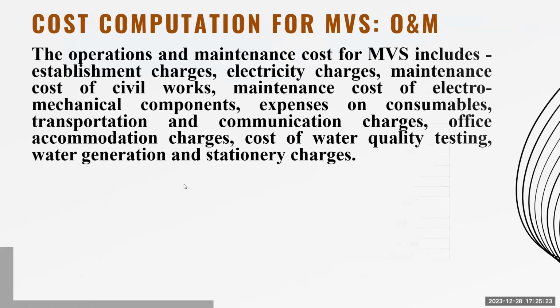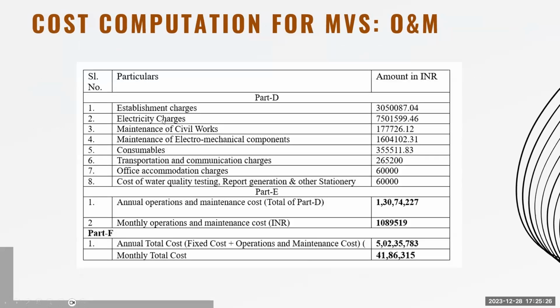and so on. For the Gokarn system, these are the different cost items. You must be familiar with it. Therefore, the annual operation and maintenance cost is 1 crore 30 lakhs 74,227, and the monthly operation and maintenance cost is 10 lakhs 89,519. If you add this to the annual fixed cost that we have computed just now, this is what you will get as the total cost.